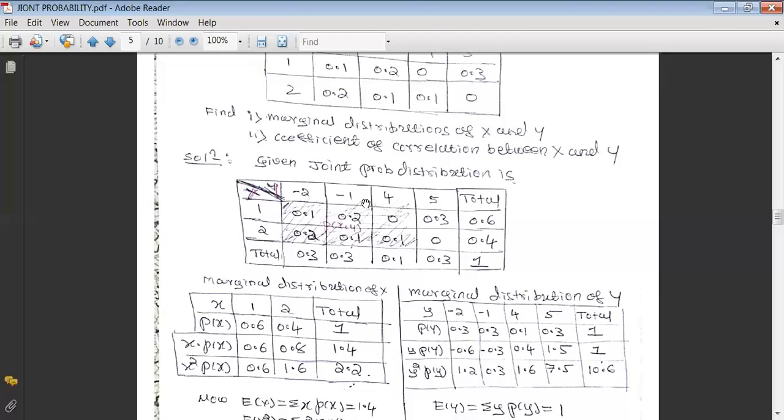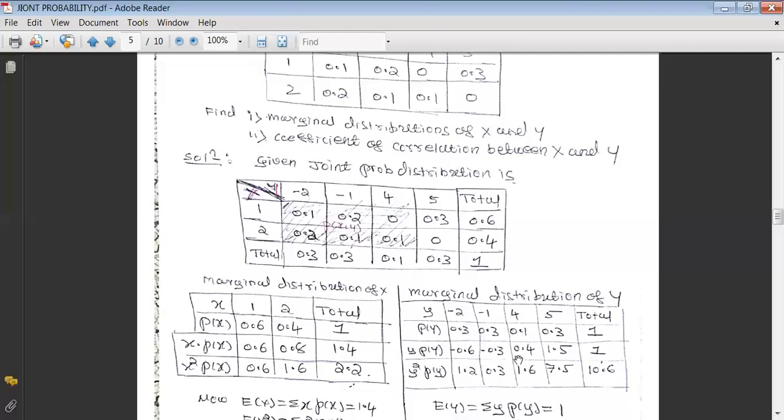Next, the total in front of this minus 1 in this column is 0.3 that we have written here. The total in front of 4 in this column is 0.1 that we have written here. And the total in front of 5 is 0.3 in this column, which we have written here. And this represents the marginal distribution of y. Again, once you look at the total, it results in 1.